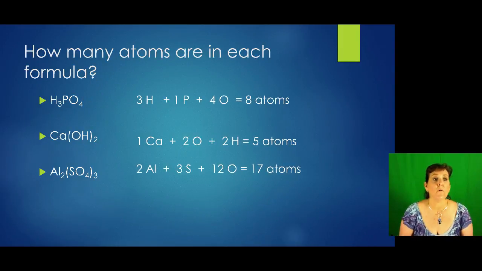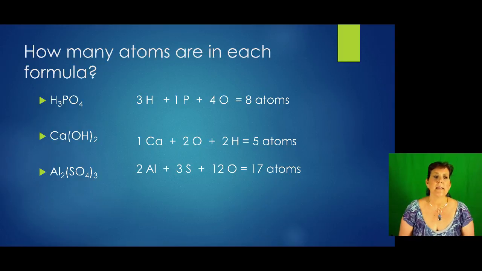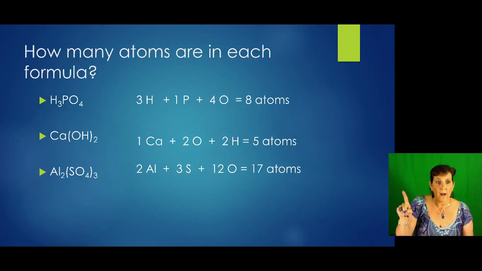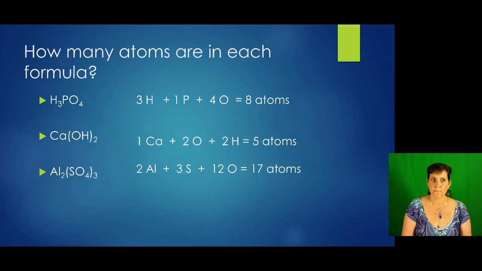Well, H3PO4 is 3 plus 1 plus 4 is 8. Don't forget there's 1 phosphorus. Don't just add up 3 plus 4 is 7. It's 3 plus 1 plus 4 is 8. Then the Ca in parentheses OH2 is 5 atoms. It's 1 calcium, 2 oxygens, 2 hydrogens makes 5. And then the last one, there are 2 aluminums, there are 3 sulfurs, and then there's 12 oxygens, makes 17 atoms. Okay, 17 atoms in that last one.